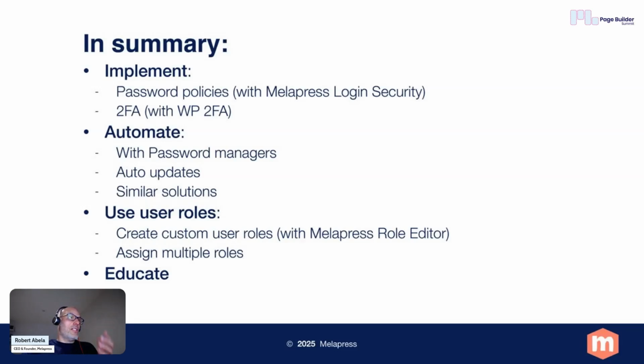So in summary, first, if you look at the login process, we implement password policies with a free plugin like Melapress Login Security, and use a password manager to encourage the use of complex passwords. It's all automated. Use 2FA, so it's an additional layer and it hardens the authentication process of your website. Auto updates: as we've said, there are a lot of solutions for auto updates nowadays. Use user roles. Not everyone needs to be an admin. Take your time, create custom roles, assign multiple roles to the same user if need be, but use custom roles.